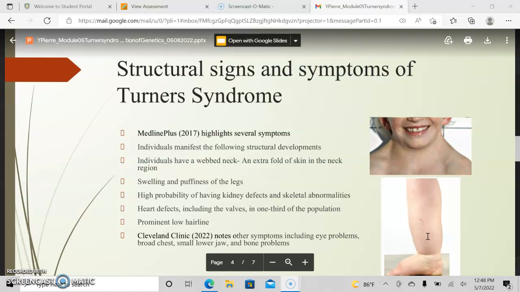Finally, they develop a prominent low hairline. This is observed at the back of the neck. Common symptoms include eye problems, broad chest, small low jaw, and bone problems. Okay, people who have the disorder sometimes have eye problems and also have bone problems. These are just a few of many.